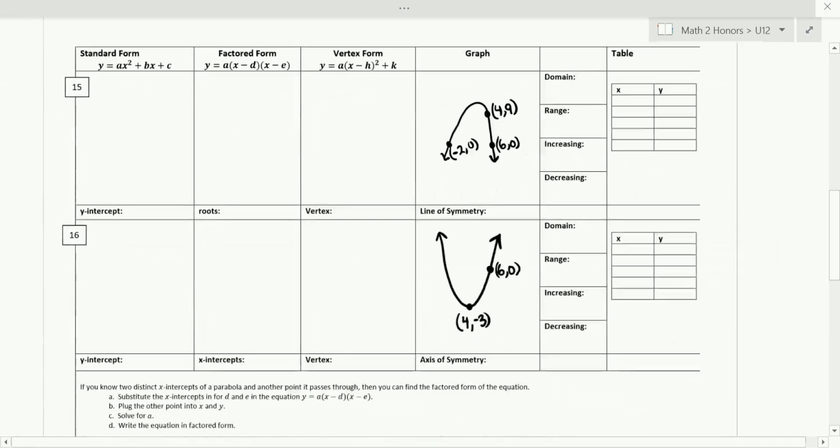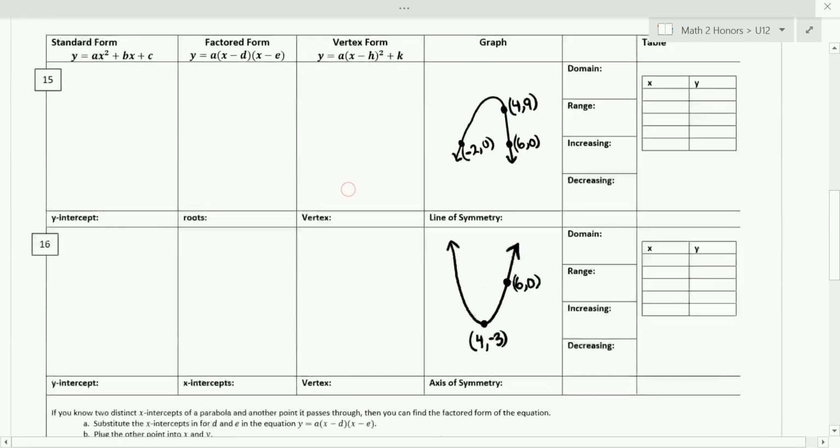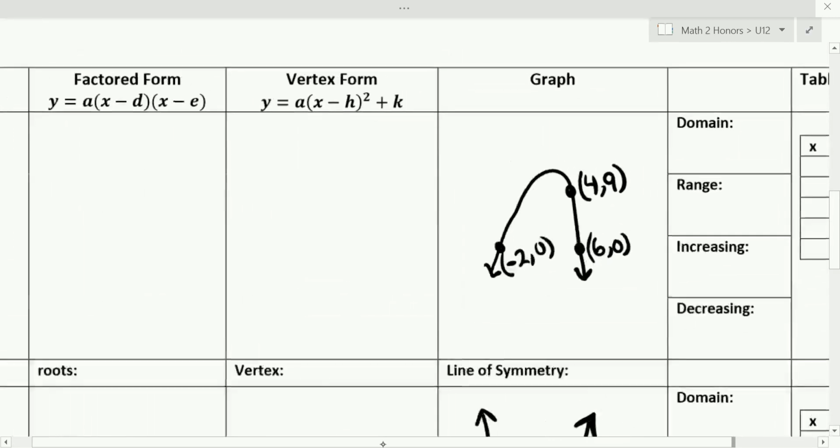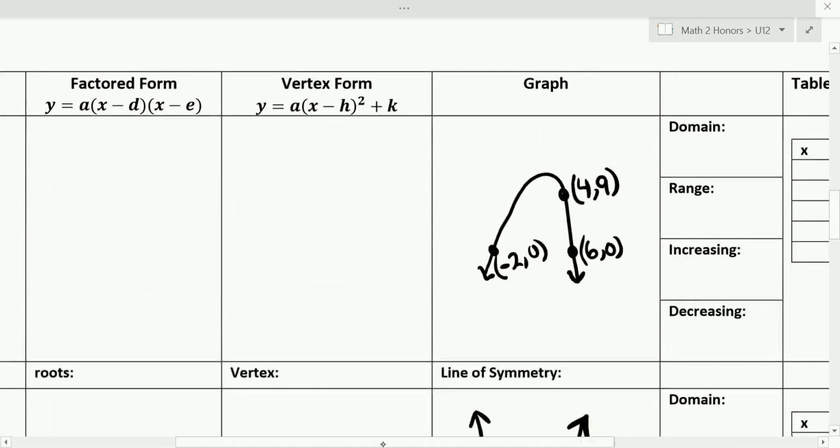So this one also starts with graphs. Different clues. If you look at 15, what do they give us on 15? No vertex. What do they give us? They give us the x-intercepts, right? And we can recognize the x-intercepts. Y is equal to 0 on your x-intercept. And then they give an additional point. That one's going to be for homework, okay?